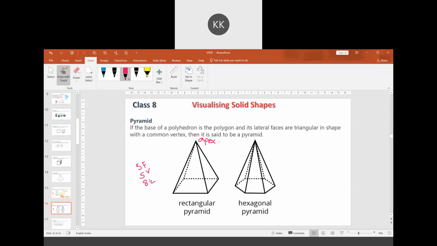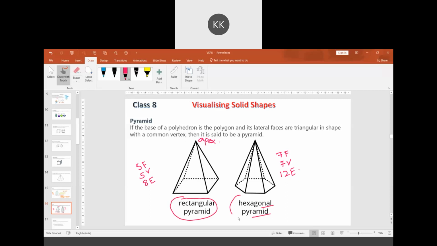What about a hexagonal pyramid? 7 faces. 7 vertices. And how many edges? 12 edges.